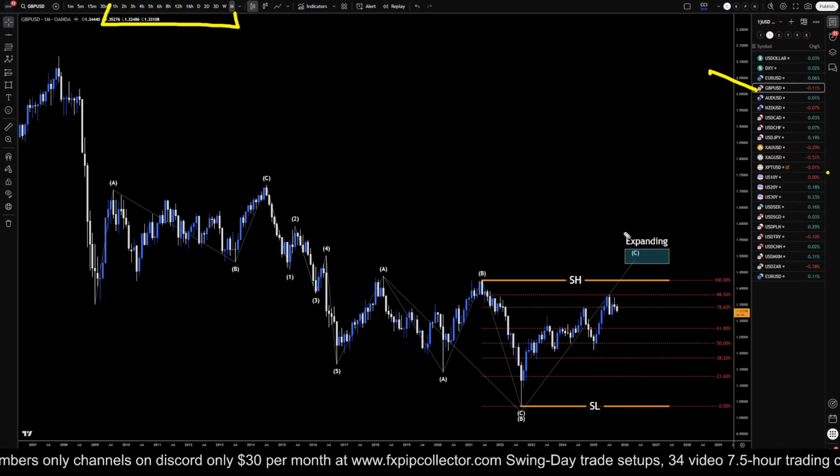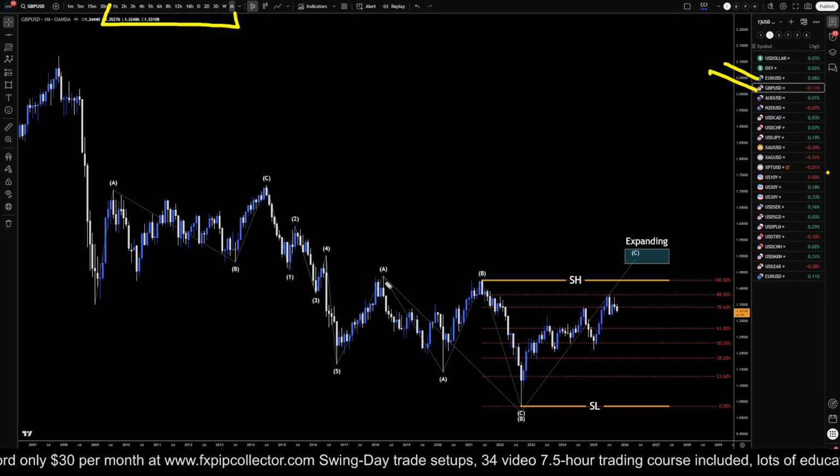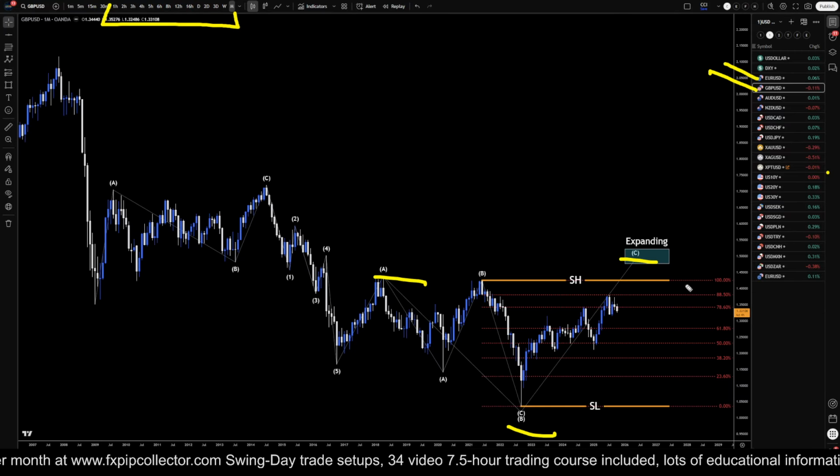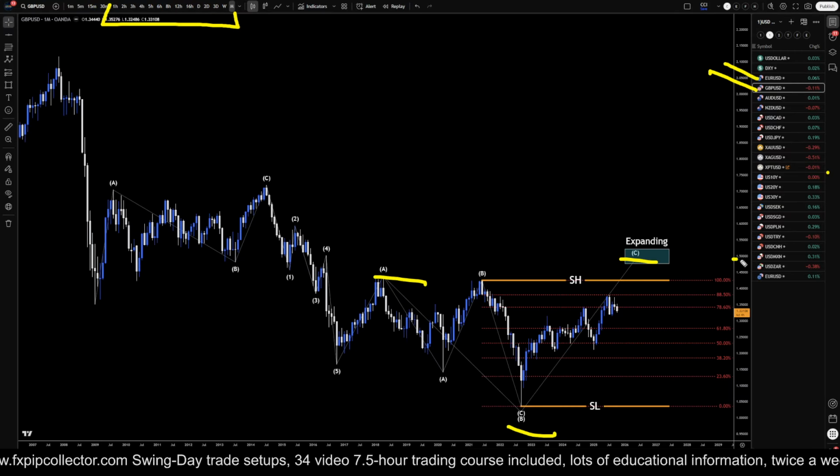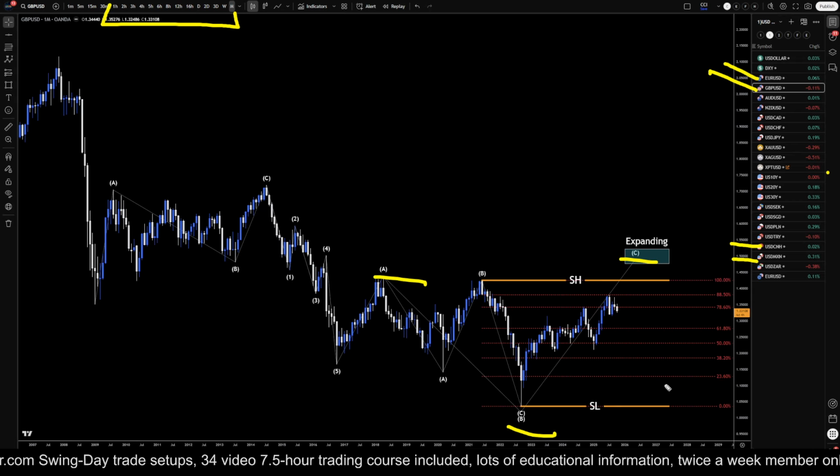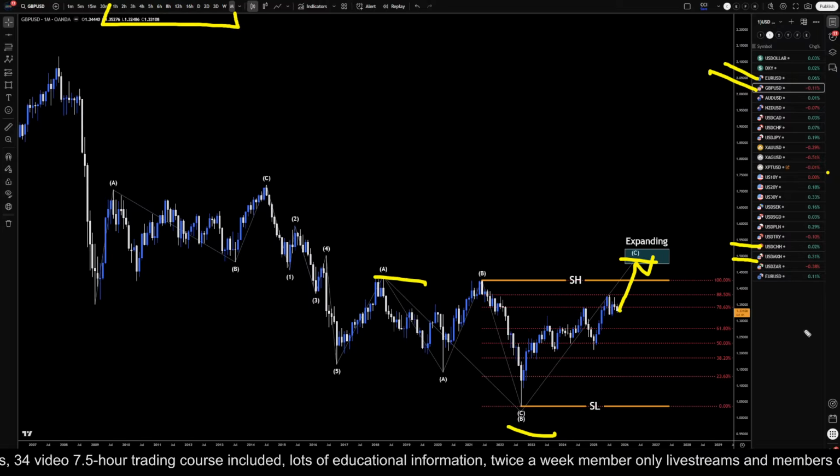On the monthly time frame, I still have two outlooks, which is basically the same as the euro dollar. This is either an expanding A, B, C pattern, which would likely push us up to somewhere around 1.5, maybe even 1.55 on the high side. If it's an expanding, it's probably going to do something like that.